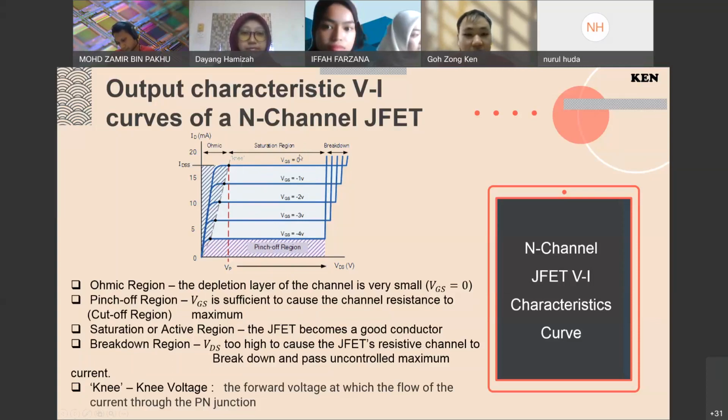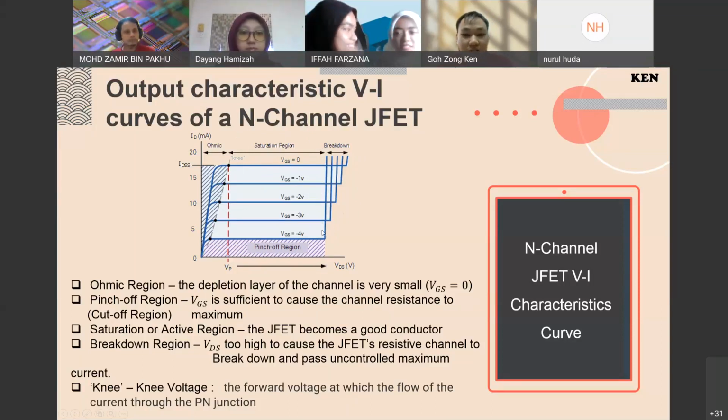The breakdown region is when VDS is too high, causing the JFET's resistive channel to break down and pass uncontrolled maximum currents. In this region, the JFET is no longer controlling the current. The JFET is now defective.